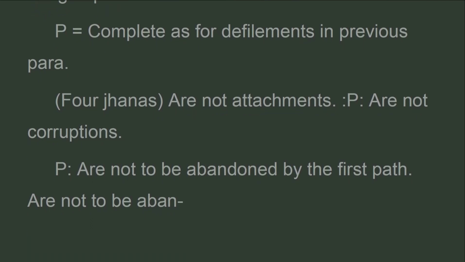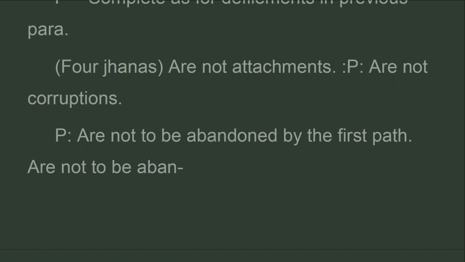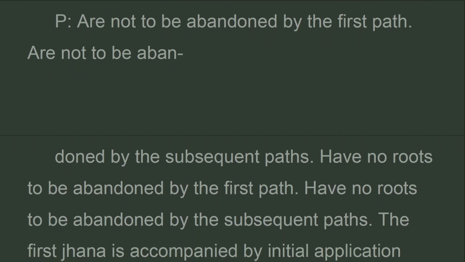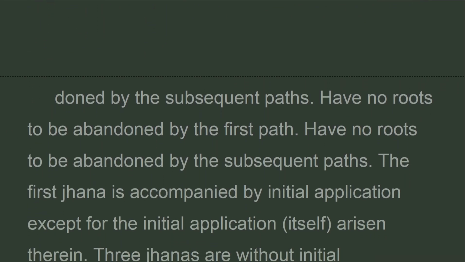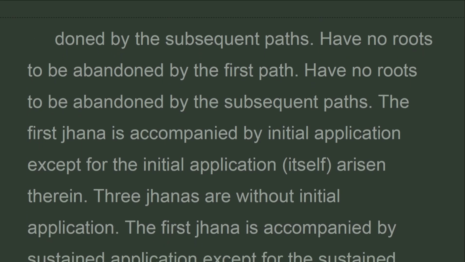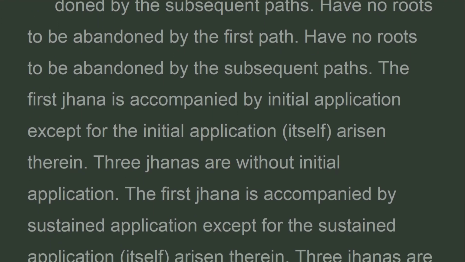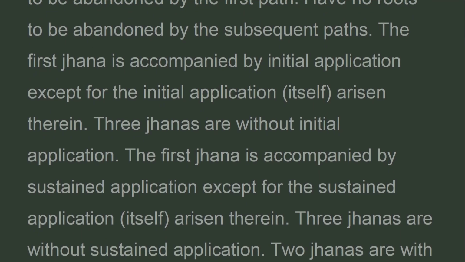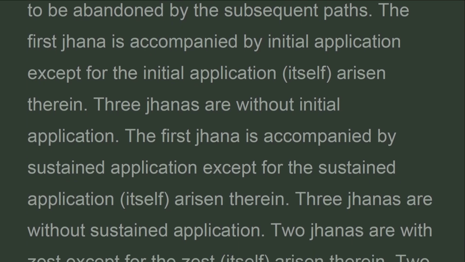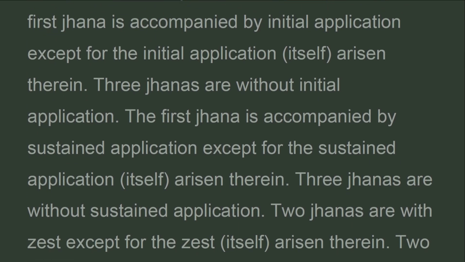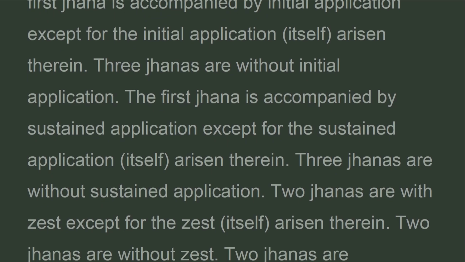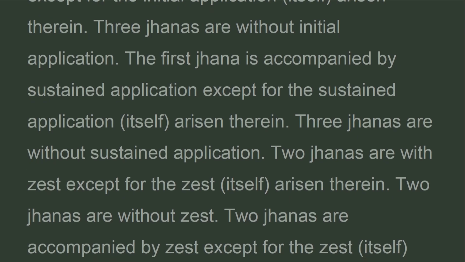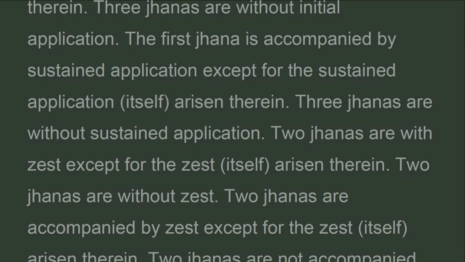Are not attachments. Are not corruptions. Are not to be abandoned by the first path. Are not to be abandoned by the subsequent paths. Have no roots to be abandoned by the first path. Have no roots to be abandoned by the subsequent paths. The first jhana is accompanied by initial application except for the initial application arisen therein. Three jhanas are without initial application. The first jhana is accompanied by sustained application except for the sustained application arisen therein. Three jhanas are without sustained application.